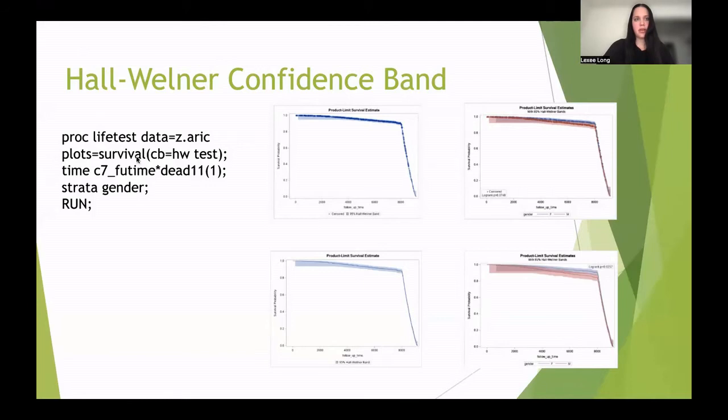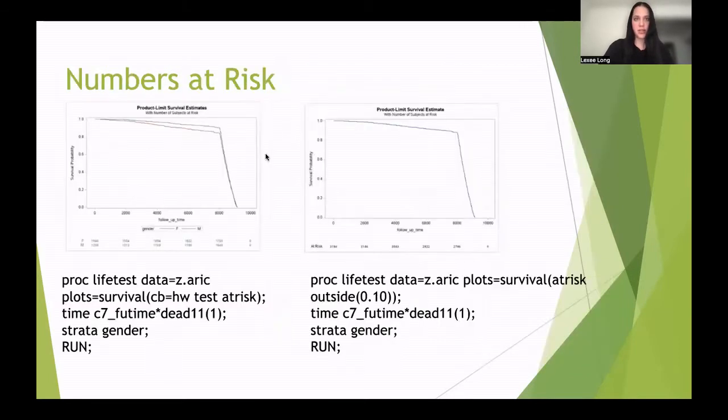And the way you establish this is by including the CB option. CB is confidence band, and here we're setting it equal to Hall-Wellner. The test option outputs a test for homogeneity, which is not included in here. It's not needed. So you can use the CB option in parentheses after your plots option to specify the confidence band.